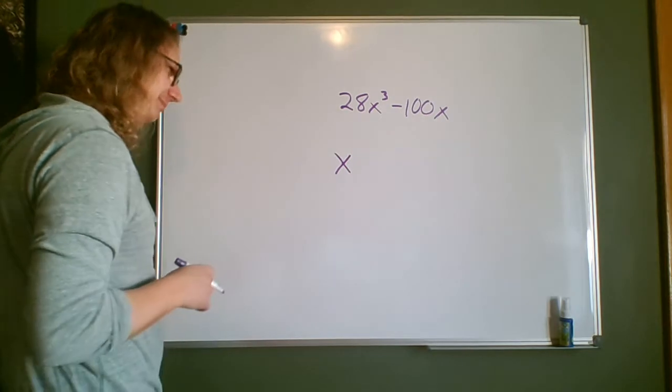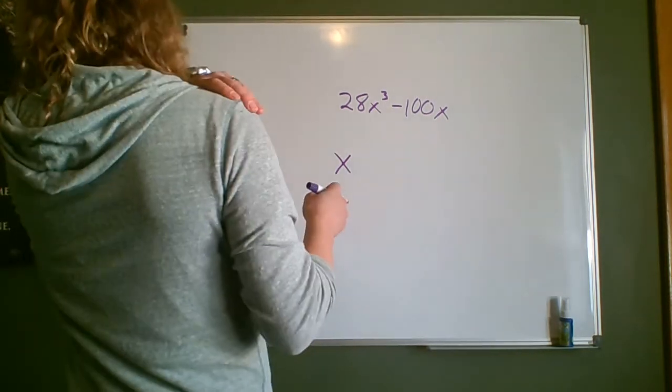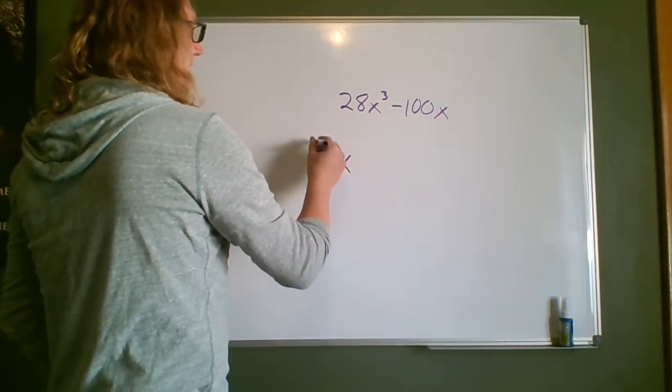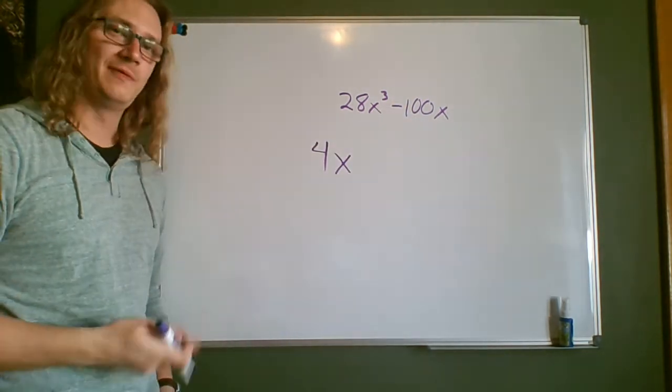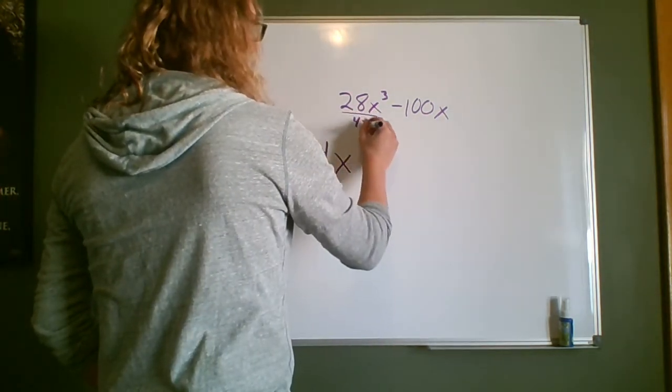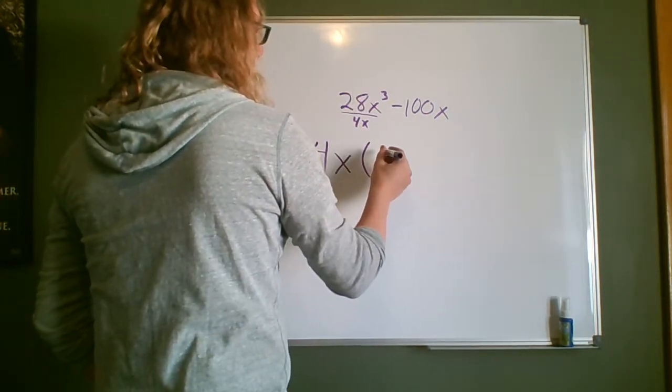28 minus 100. The biggest number that those two are divisible by is 4. So just like the last problem, factoring out 4x. What we will be left with, 28 divided by 4 is 7.